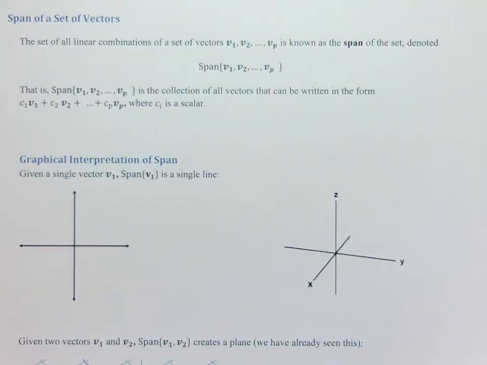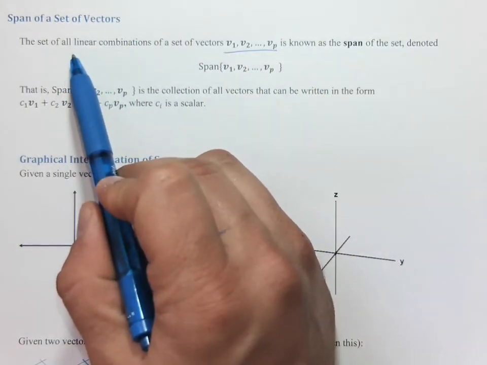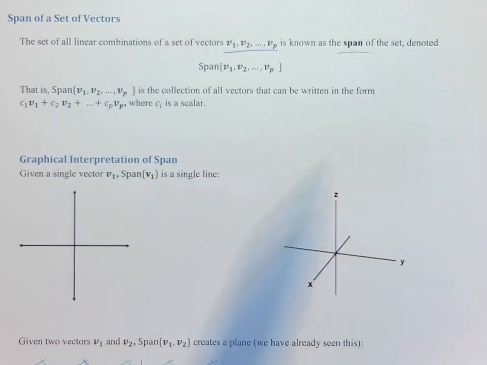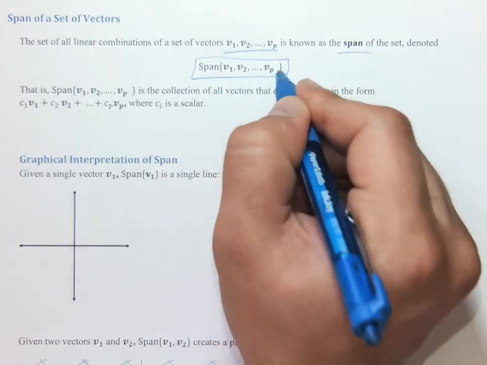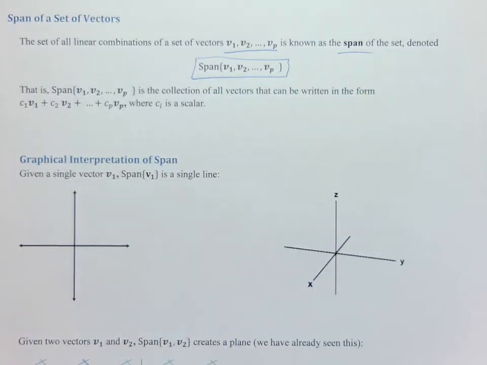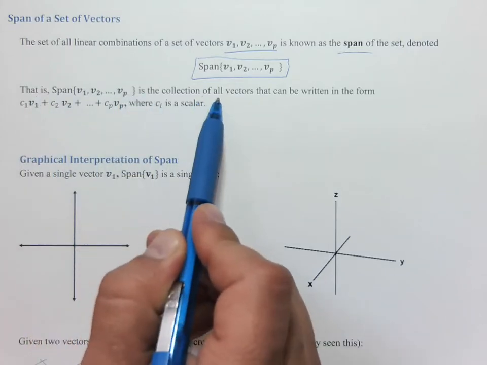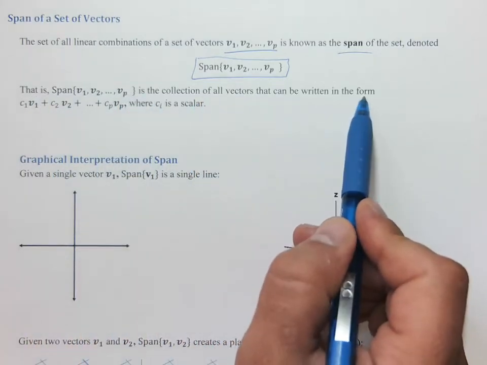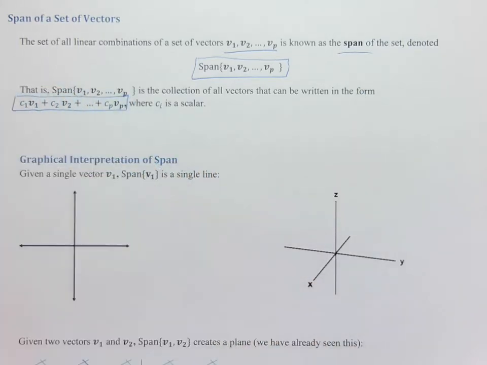So, the set of all linear combinations of a bunch of vectors, so we have a bunch of vectors v1 to vp, the set of every single linear combination you could ever think of is called the span of that set. Okay, and here's how we denote that. Span, and then we write the vectors down inside curly braces. So in other words, span of v1 through vp is the collection of all vectors that can be written in the form this. Right, so here I am doing a linear combination of those vectors, where c's are some scalar.